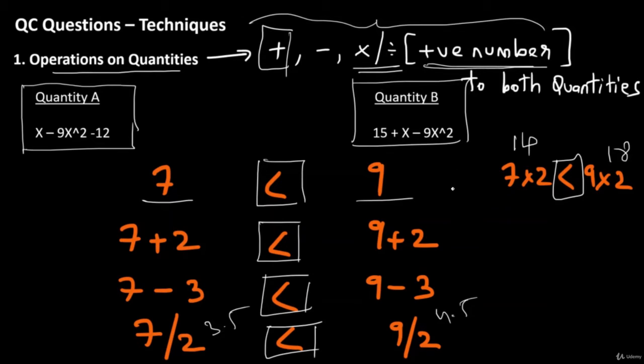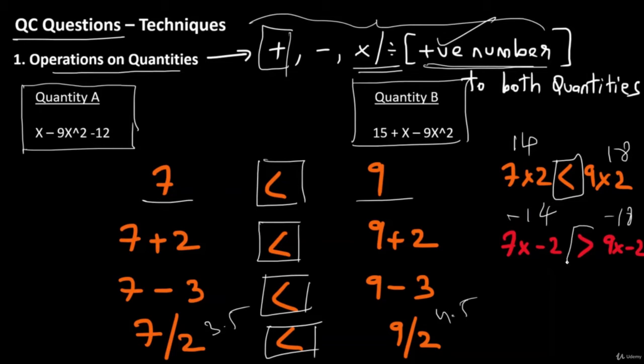Now you will see very soon how this is a very important and very helpful way of solving QC questions. Now remember, you can multiply and divide only with positive numbers. What happens if you do this with negative numbers? Let's see that over here. If I multiply 7 with minus 2 and 9 with minus 2, I have minus 14 and minus 18. And minus 14 is greater than minus 18.